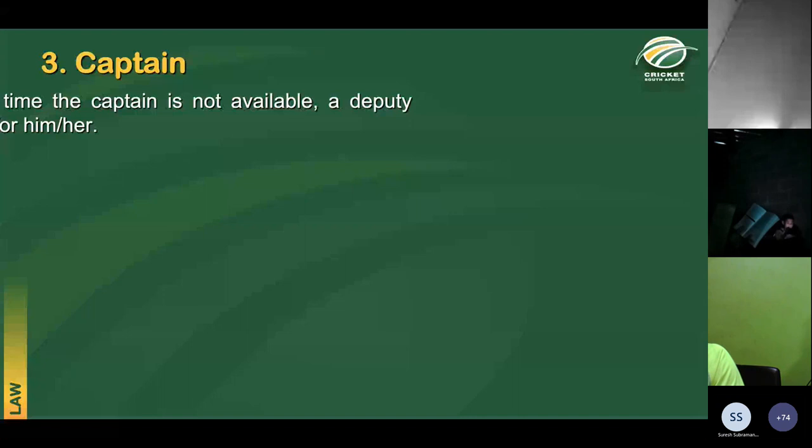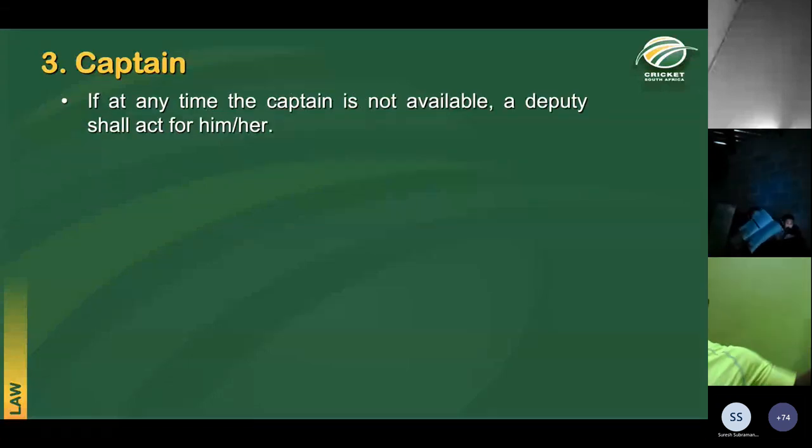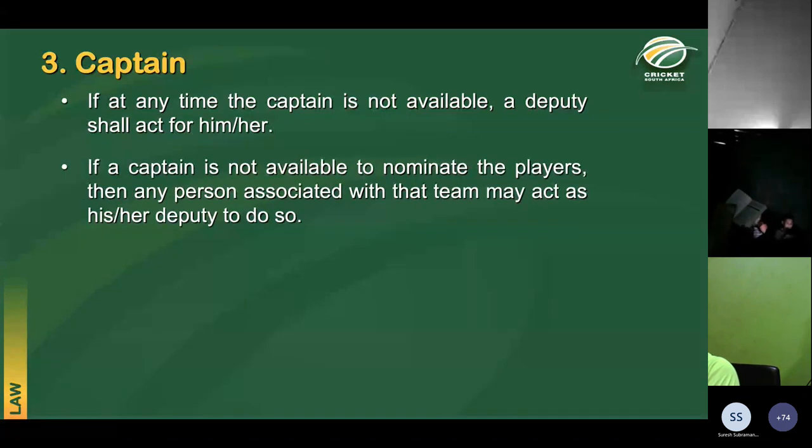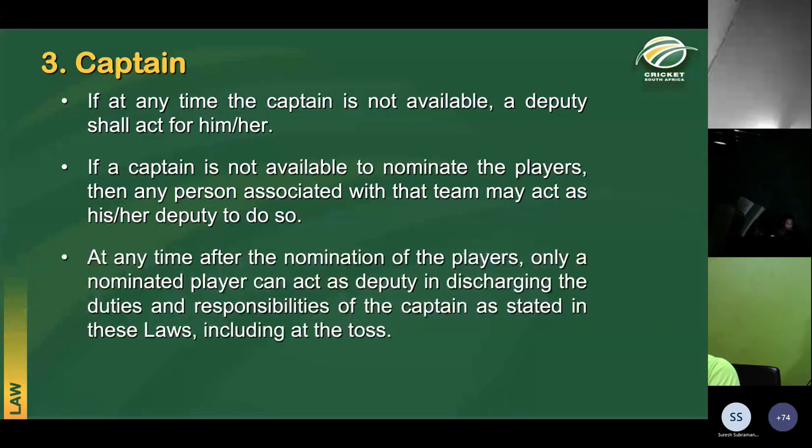Let's talk about the captain and our relationship as an umpire with the captain. If at any time the captain is not available, a deputy shall act on his or her behalf. If a captain is not available to nominate the players, then any person associated with that team may act as his or her deputy. At any time after the nomination of the players, only a nominated player can act as deputy in discharging the duties and responsibilities of the captain as stated in these laws.